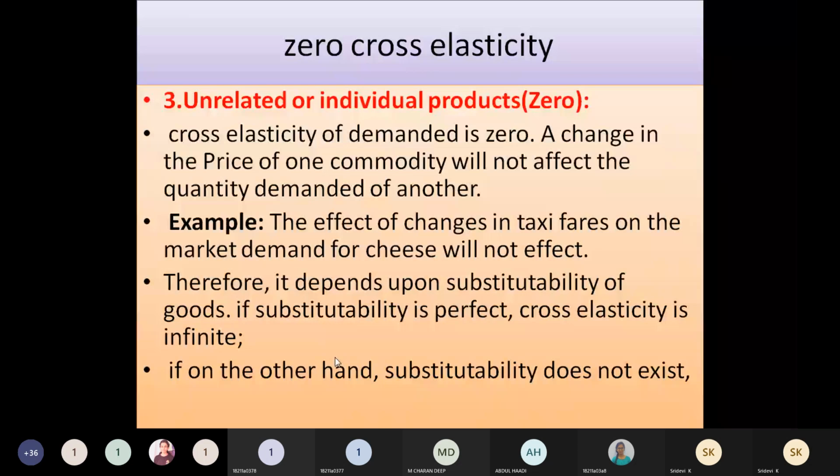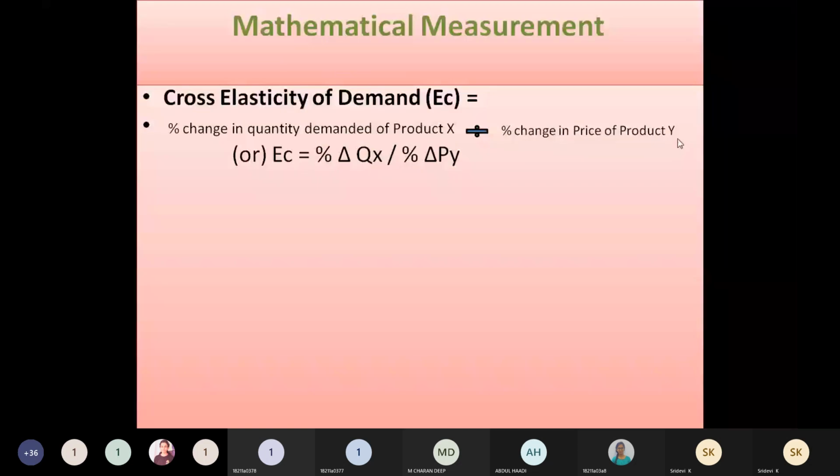For 5 minutes, I will give this equation and I will close here. So same is mathematical measurement, same formula, but the numerator will be changed here. Instead of price of product X, you take here price of Y product. See here, it is represented by EC, that is equal to percentage change in QX divided by percentage change in PY. Instead of PX which we took in price elasticity, here you take it as PY. Everything is same, only the change is in the denominator.